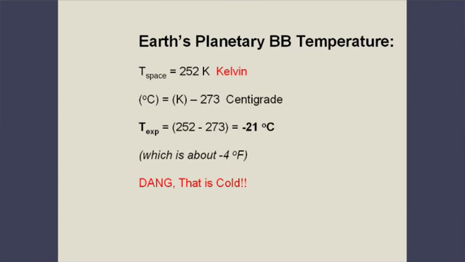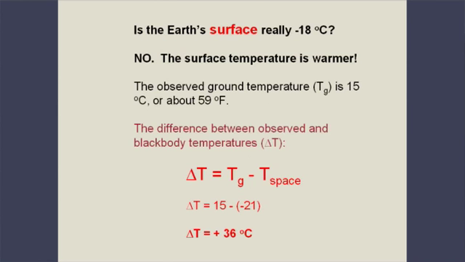So remember, you've got to subtract 273 to get centigrade. That's -4 Fahrenheit. So that's cold. So it ain't that cold, right? Am I right? Okay, next slide.